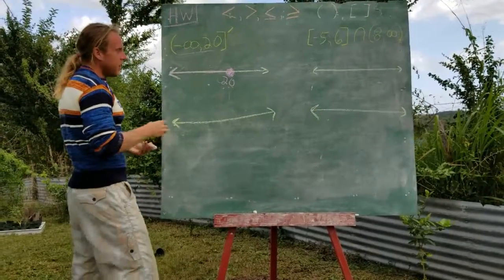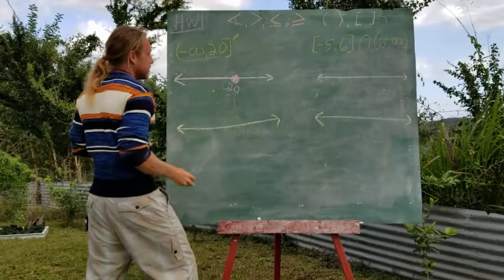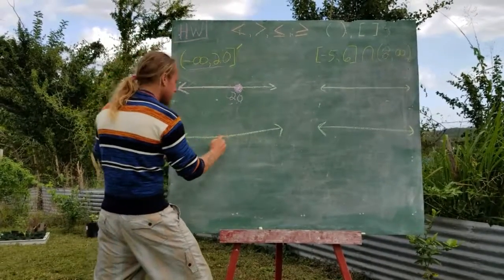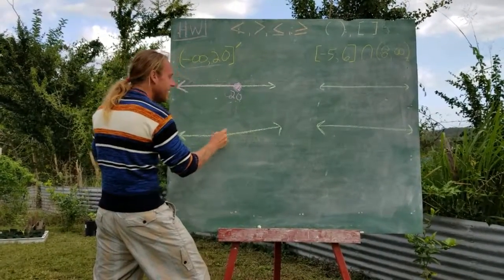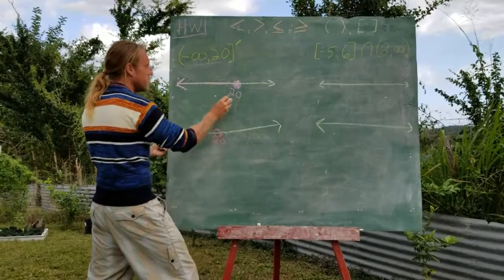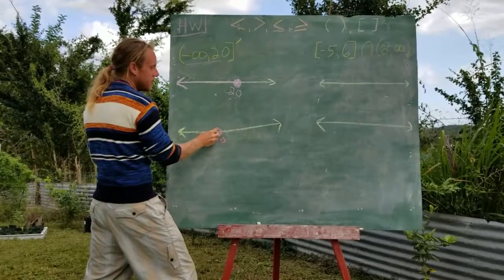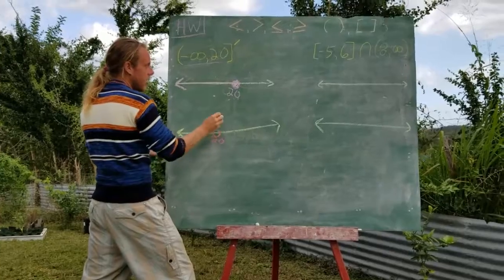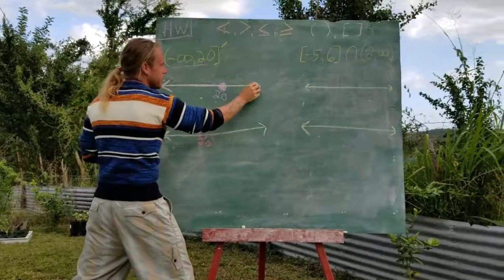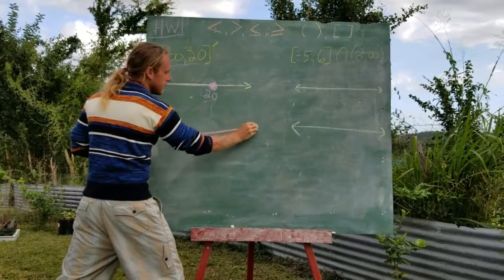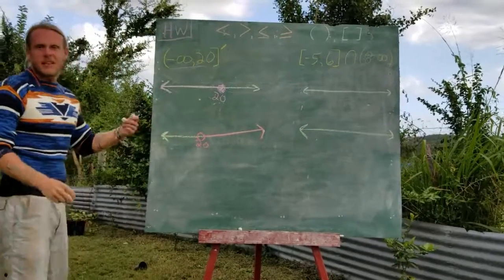So we can graph the complement of this particular interval, starting at 20, but not including 20. 20 is included here, but we are not including it in the complement. All of the numbers moving forward in the positive direction. That looks like something we've seen before.